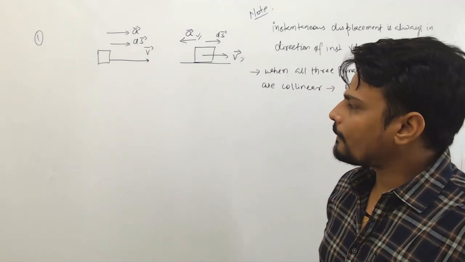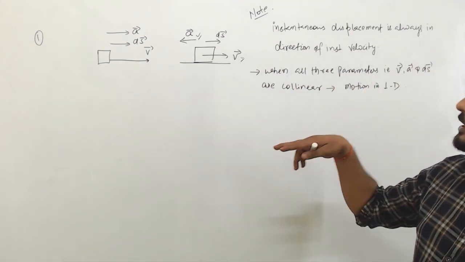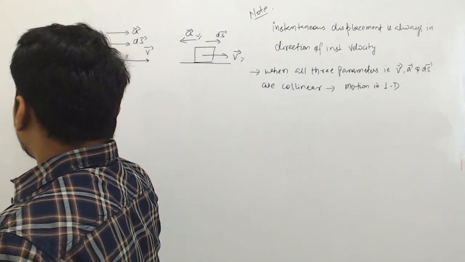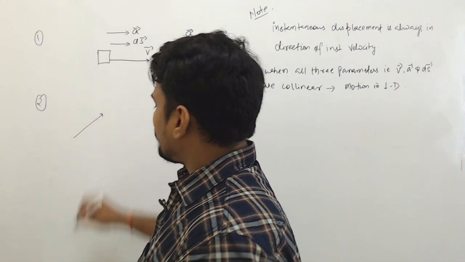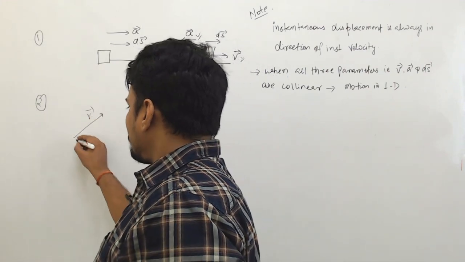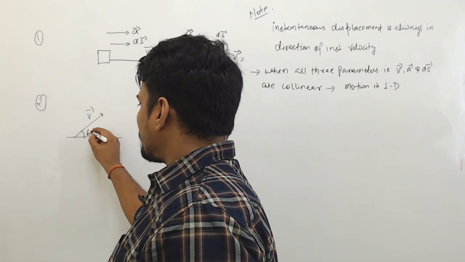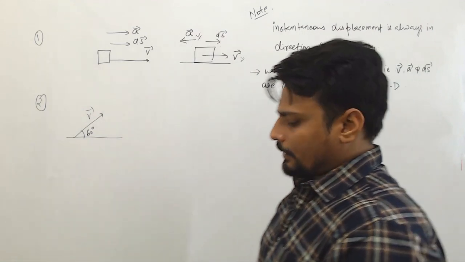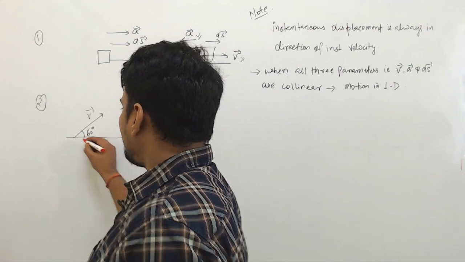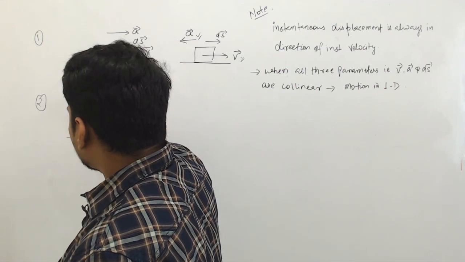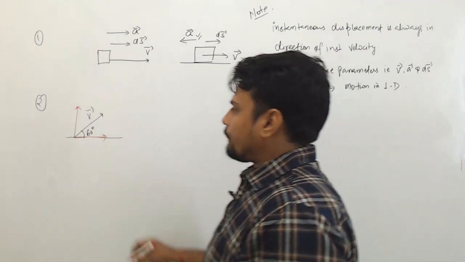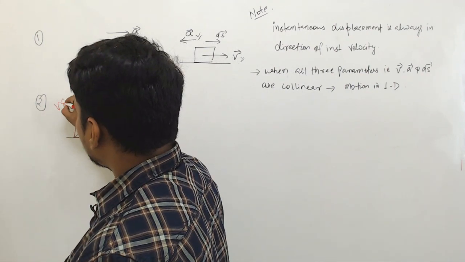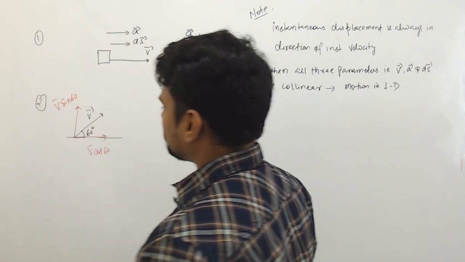We can also have the motion in two dimensions. It means the parameters would change in two dimensions. As simple as that. It will not be collinear. For example, let's suppose a body is moving in this pattern, making some angle, let's suppose 60 degree with the horizontal x-axis. Now we know that from the vector components, a part of the velocity would be acting along this and a part could be acting along this. And of course this is going to be v cos 60 degree and this is going to be v sin 60 degree.